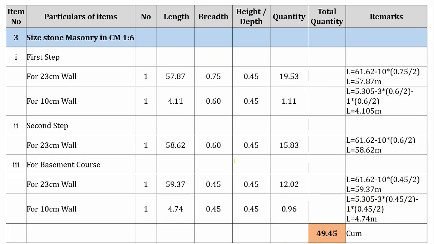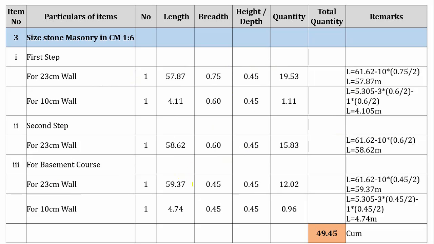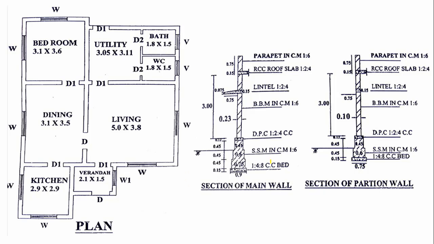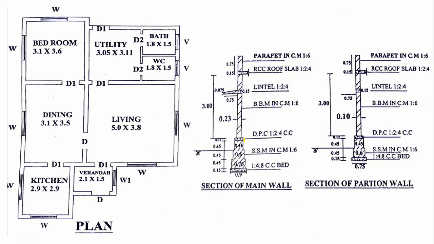In a similar way, we can now calculate the DPC width. This length will remain the same. Only the depth is going to change. Instead of 0.45, it will be 0.12 meters. If you multiply, you will get the value for DPC.